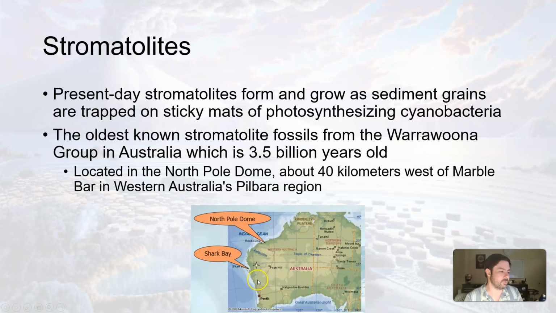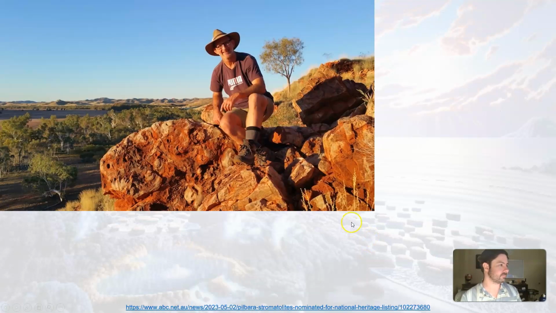Anyway, getting back to those zircons, the Jack Hills zircons. Remember, those are the oldest Earth materials that we found. They're 4.4 billion years old. We don't have the rocks they eroded out of, but we have those. So now we have these ancient cyanobacteria stromatolites at the North Pole Dome. A lot of old stuff. Australia, very old craton. So here's an image of the North Pole Dome and the rocks that contain the stromatolites.